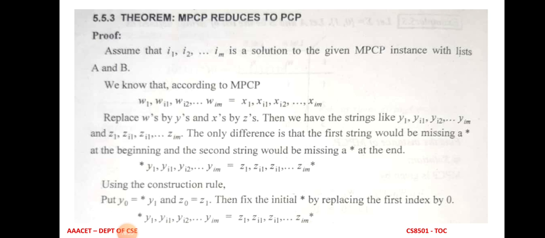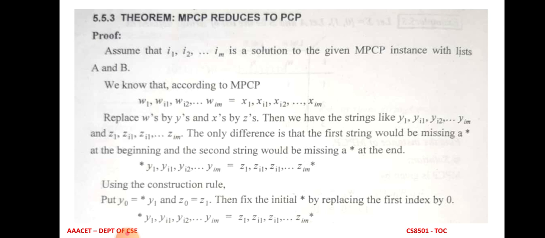So there is one algorithm or theorem for MPCP to PCP. Already I said that we can convert PCP to MPCP and MPCP to PCP. So there is one theorem. The theorem is nothing but MPCP reduces to PCP. So at this point we should know about PCP and MPCP. We know what is PCP and what is MPCP. So the theorem is MPCP reduced to PCP.